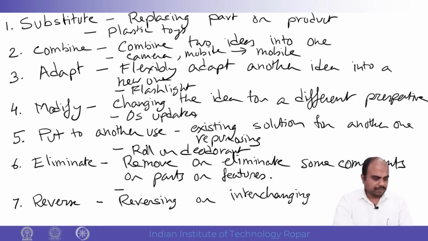Next is eliminate. Eliminate means eliminating some of the features. Nowadays, people are stopping smoking and the government is not supporting smoking. So many companies are eliminating cigarette lighters from cars.